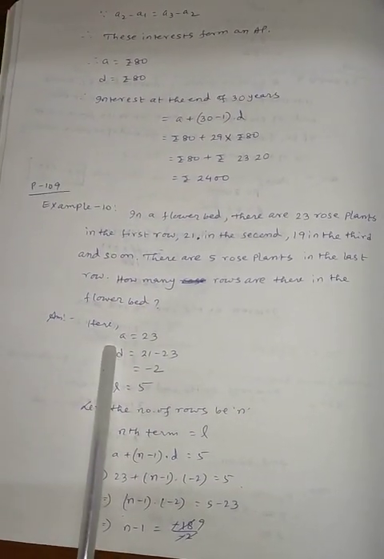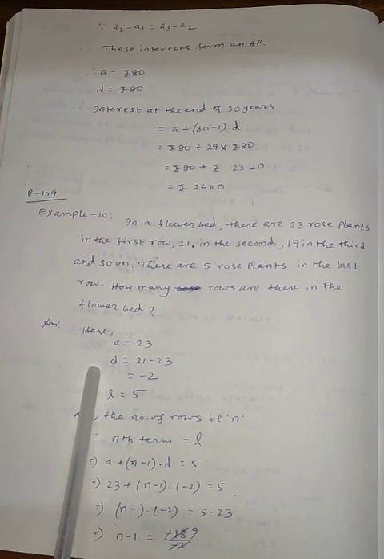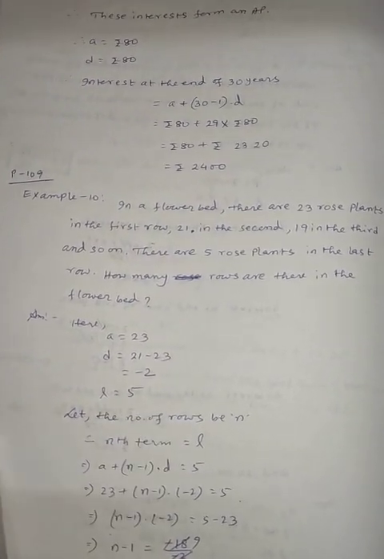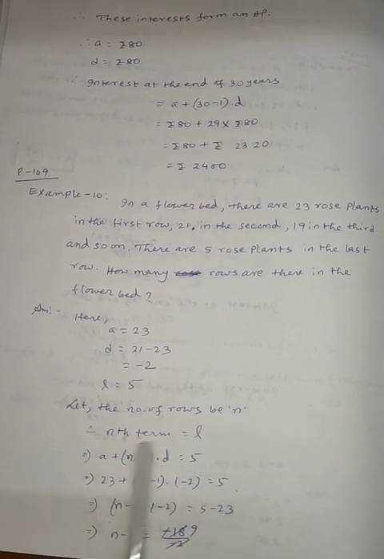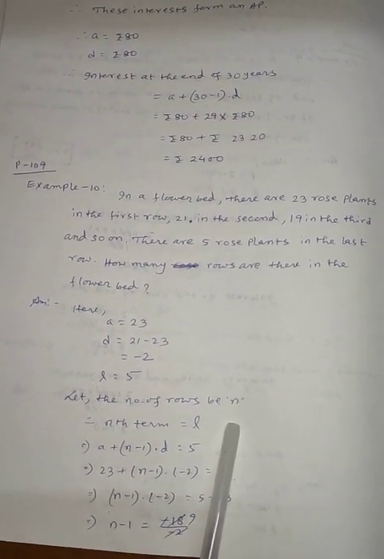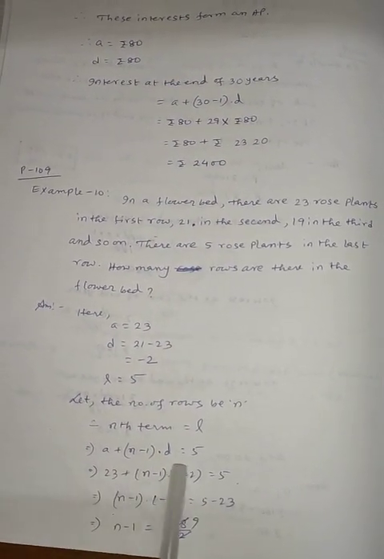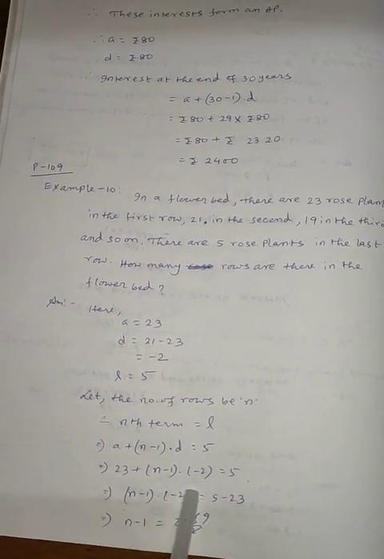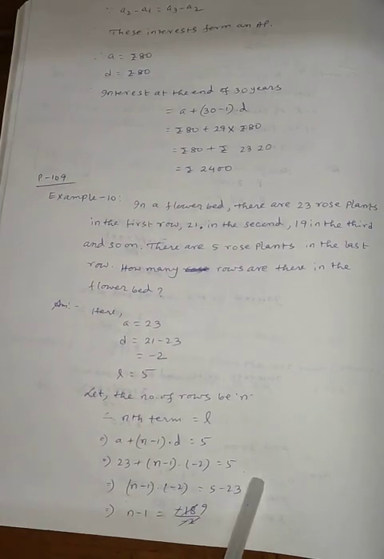So here first term A is 23, D is equal to 21 minus 23 which is minus 2. Last term L is 5. Let the number of terms be n. Therefore nth term is equal to your last term: A plus (n minus 1) into D equals 5. A is 23, plus (n minus 1) into D, which is minus 2, equal to 5.